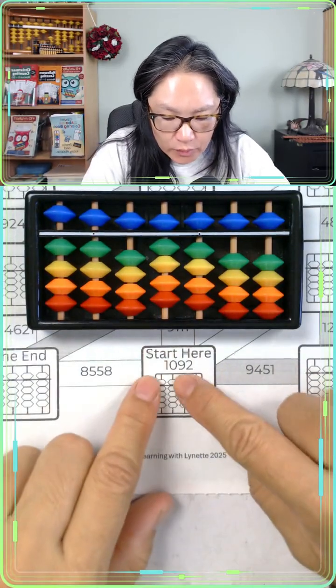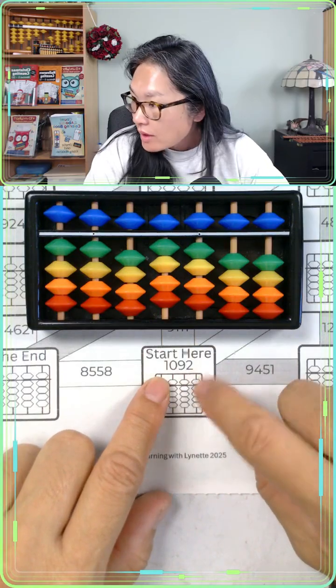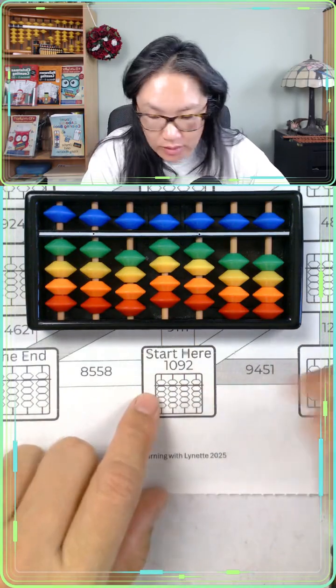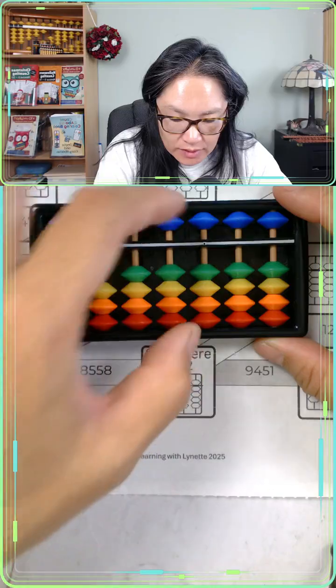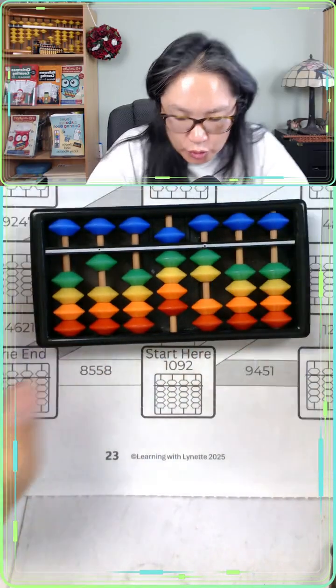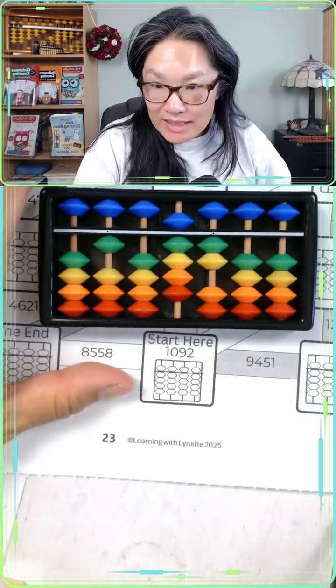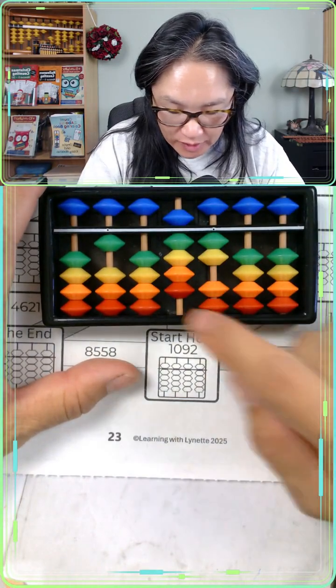We are working on 1092. So on the abacus, we need to color in, on the abacus, so here we go. We have 1092. Okay, and so what does that mean? That means that we're visualizing our numbers.